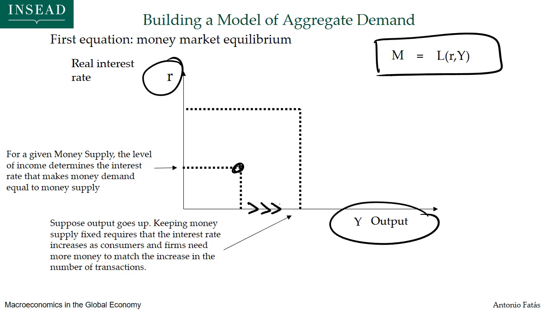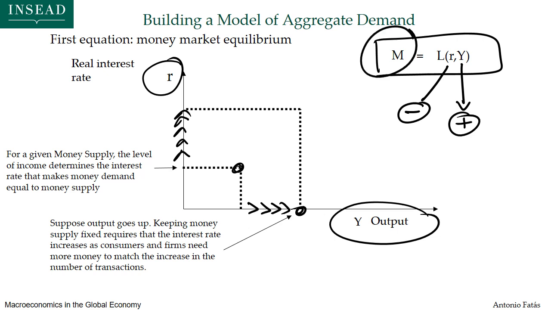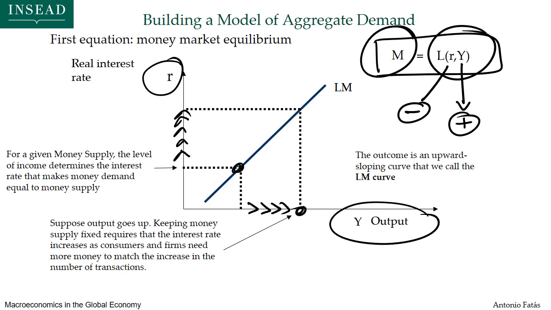So we assume that somehow output in the economy is growing. Now, what will it take for the money market to go back to equilibrium? How should the real interest rate change so that money demand is equal to money supply? In this particular case, the real interest rate should go up so that the increased demand coming from additional transactions is compensated by a decrease in money demand coming from the high interest rate, so that we reestablish the equilibrium between money supply and money demand. Graphically, that says the equilibrium in this market can be represented by an upward sloping curve, which we're going to call the LM curve.